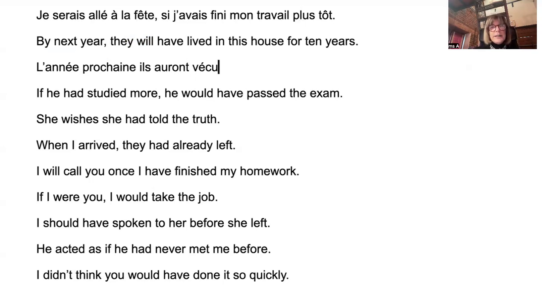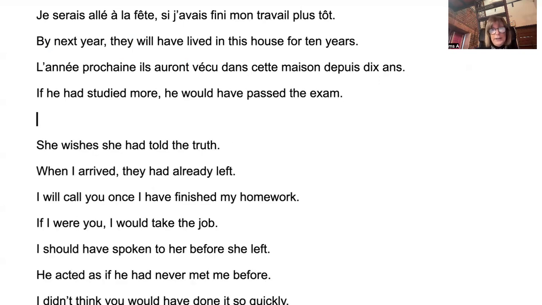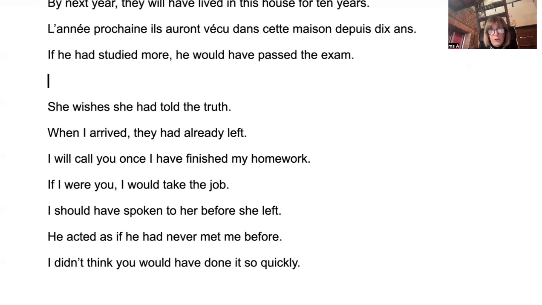L'année prochaine, ils auront vécu in this house, dans cette maison, for 10 years. I think in French, you would probably say depuis, since, depuis 10 ans. L'année prochaine, ils auront vécu dans cette maison depuis 10 ans. Okay, this is a very, very correct sentence in French.